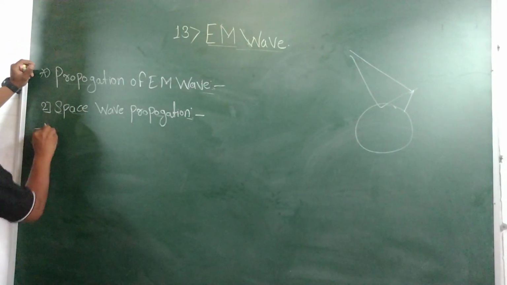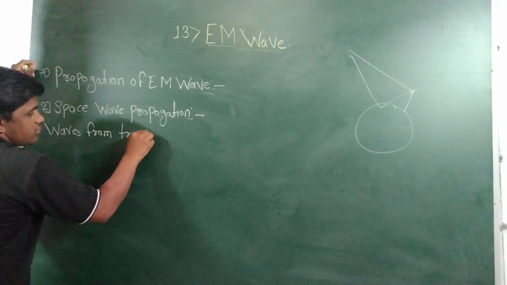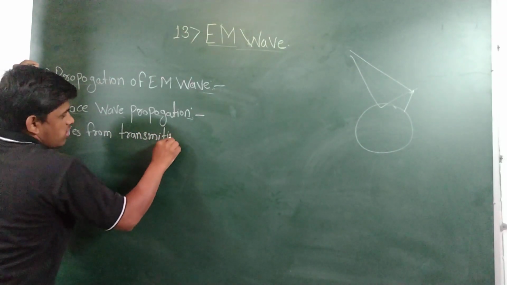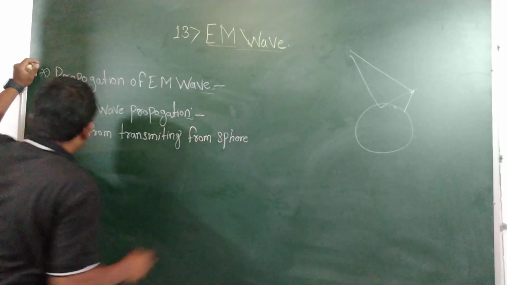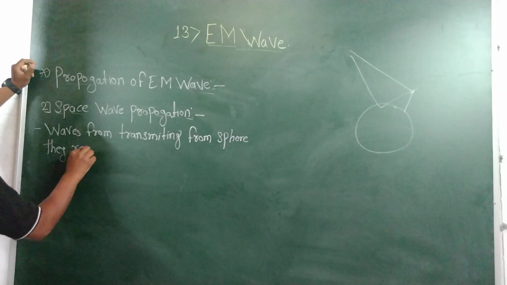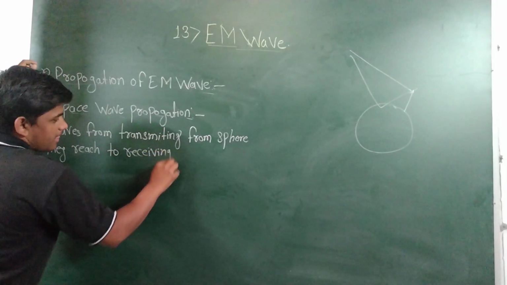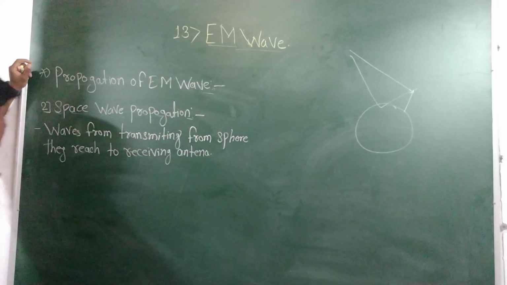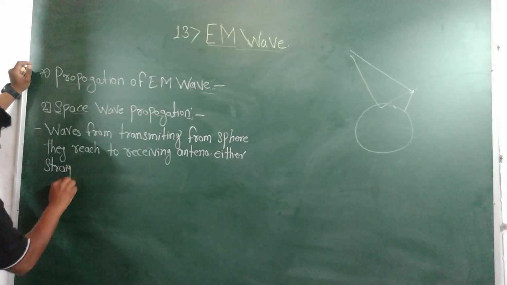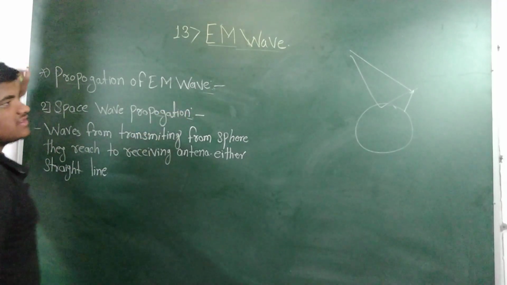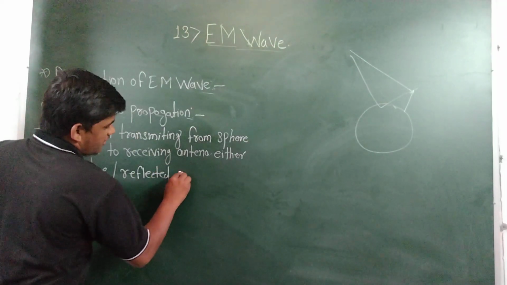Let's write the points. Waves from the transmitting point reach the receiving antenna either along a straight line, or reflected on the ground. I will draw the diagram like this.